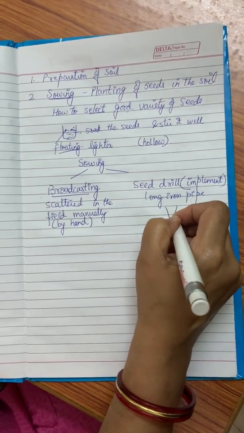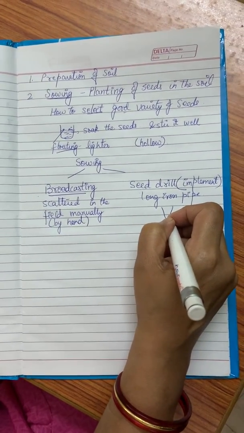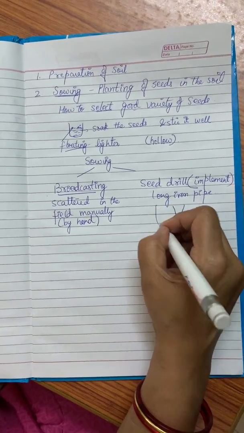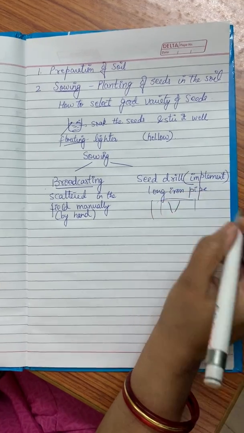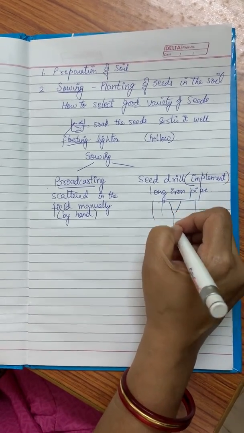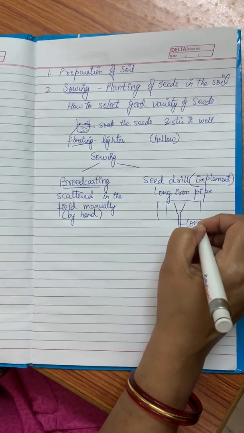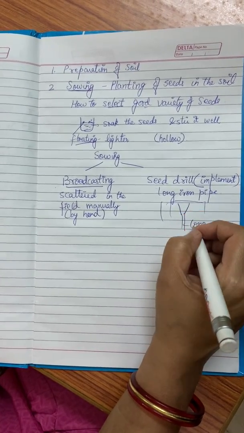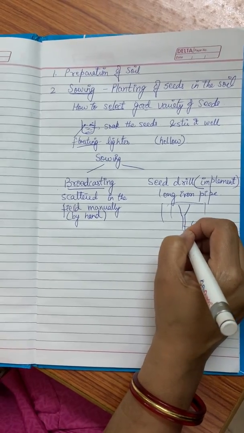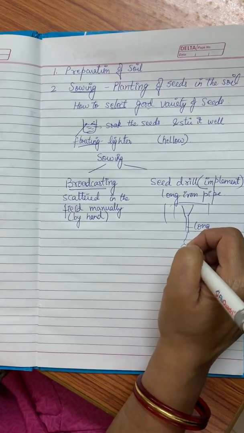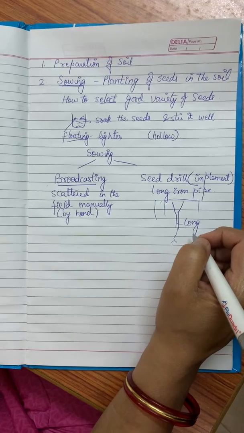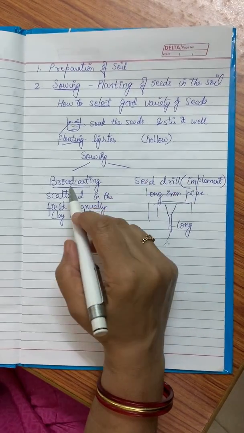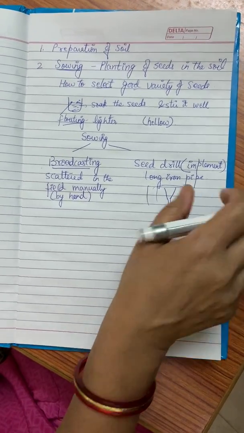Whereas seed drill is a long iron pipe having a funnel at the top. It is tied at the back of the plow. This is your funnel and that is a long tube. A farmer does plowing and simultaneously releases seeds from the funnel. Seeds thus released through this iron pipe go to the soil furrows which are formed by the plow. So we have two methods, broadcasting and seed drill.